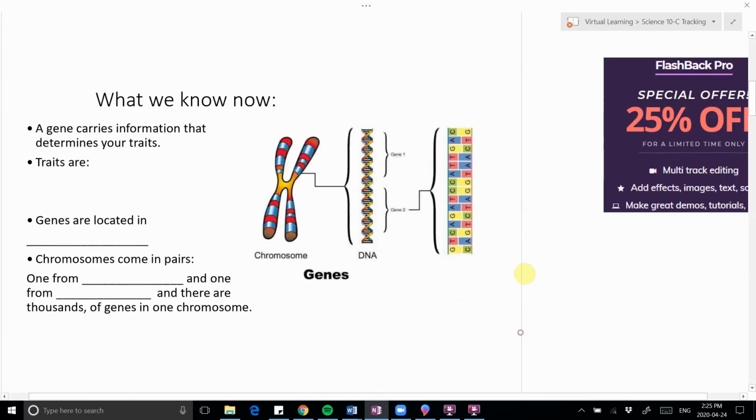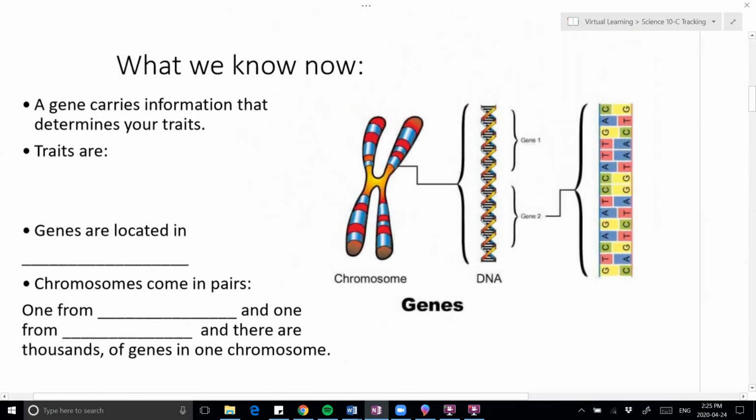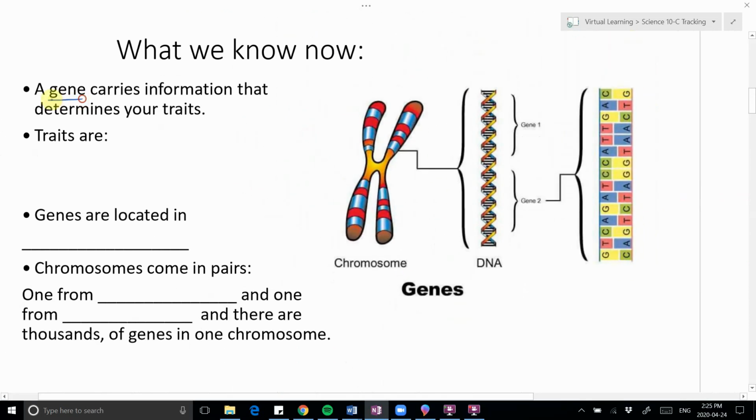So just to review what we were talking about before, we know that genes carry the information, right? Genes are located in your DNA. Traits are what those genes actually look like on the surface, so how they manifest. So traits are your visible characteristics.